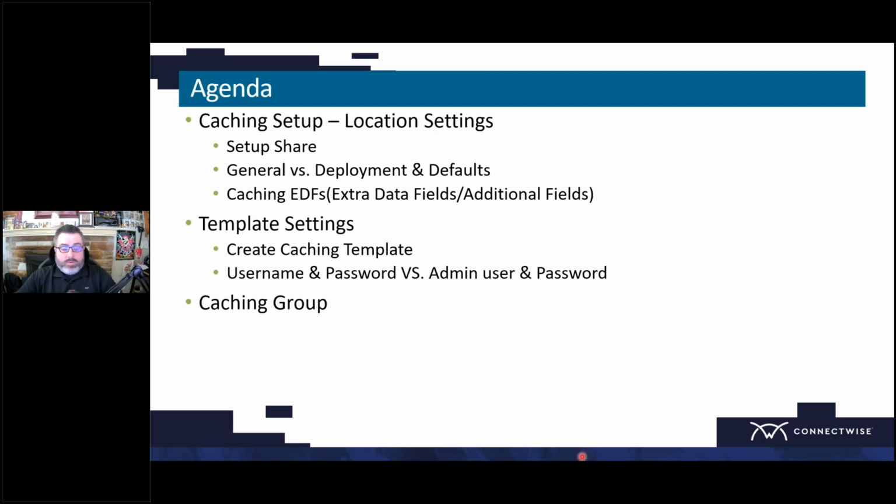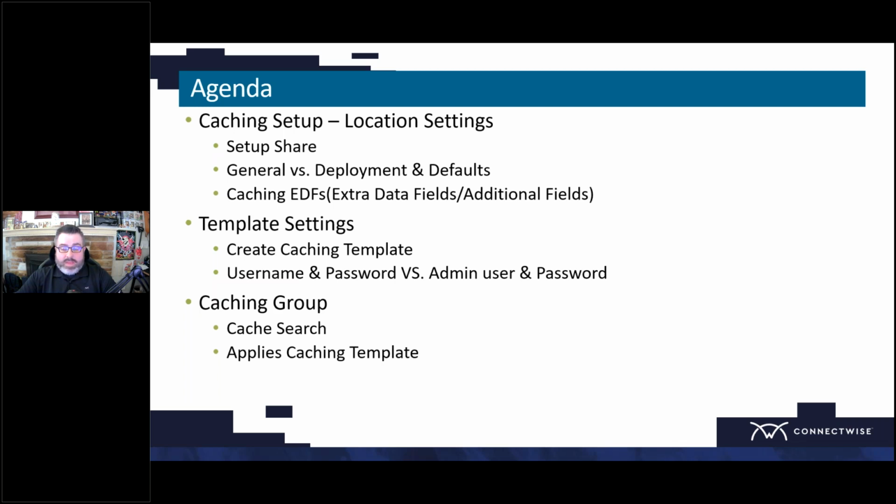Once we have that set up and we have our template established, now we need to set up the caching group. And the caching group is going to have the search that we're going to create. And that search is going to look for the EDF that we set up earlier. And it will put those agents into that group so they can get the template settings we set up.